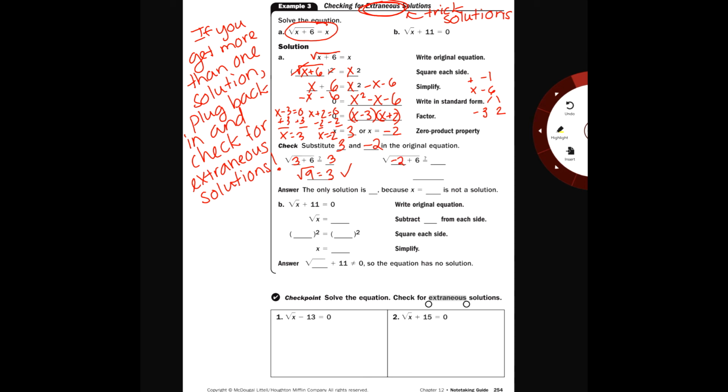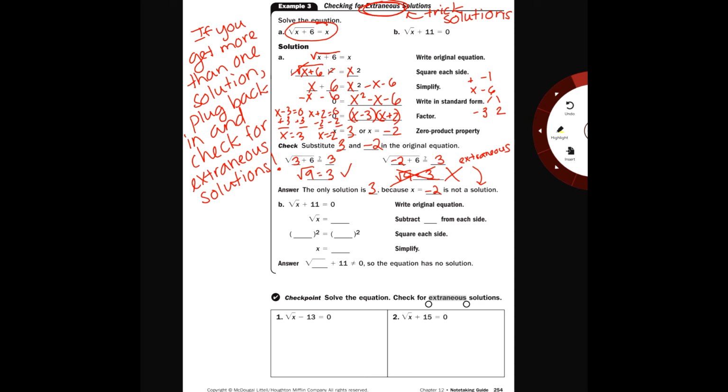Negative 2 plus 6, and that'll be radical 4 equals 3. That doesn't make any sense. No. So your only solution is 3 because negative 2 is not a solution. It's extraneous. That's our word for that.